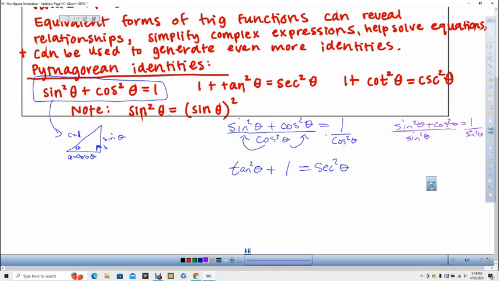So we've got sine squared theta divided by sine theta. Sine squared theta gives us 1. Cosine squared theta divided by sine squared theta gives me cotangent squared theta. And then 1 divided by sine squared theta gives me cosecant squared theta. So I can derive these two by just remembering this thing.